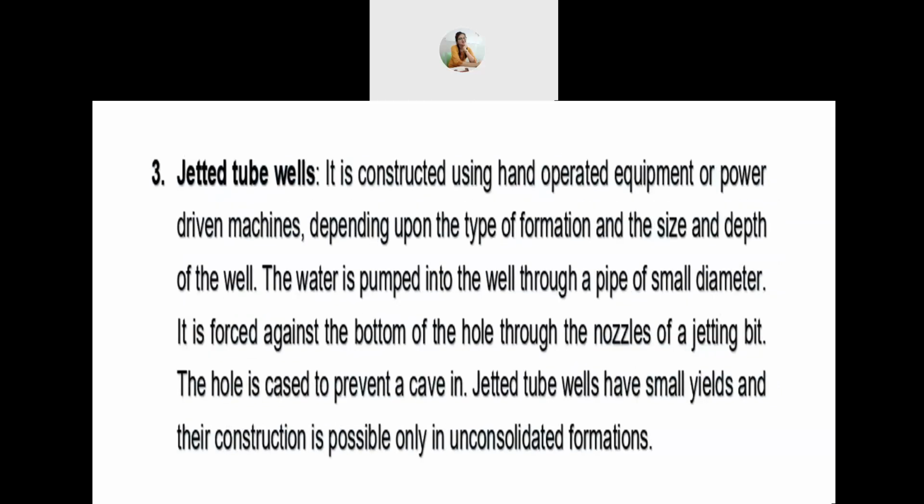Next, number 3, jetted tube wells. It is constructed using hand-operated equipment or power-driven machines, depending upon the type of formation and the size and depth of the well. The water is pumped into the well through a pipe of small diameter. It is forced against the bottom of the hole through the nozzles of a jetting bit. The hole is cased to prevent a cave-in. Jetted tube wells have small yields and their construction is possible only in unconsolidated formations.